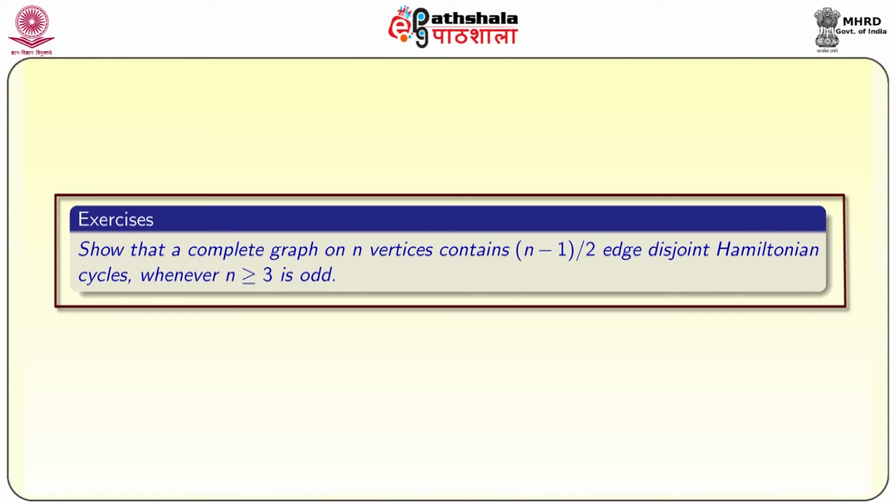Now, we will see an example. Show that a complete graph on n vertices, containing n(n−1)/2 edges, contains (n−1)/2 edge disjoint Hamiltonian cycles whenever n is greater than or equal to 3. So, we are not proving this result here. This is an exercise. What we have to show is, if X is a complete graph on n vertices, then it has (n−1)/2 edge disjoint Hamiltonian cycles, but note that here n is greater than or equal to 3 and n is odd.